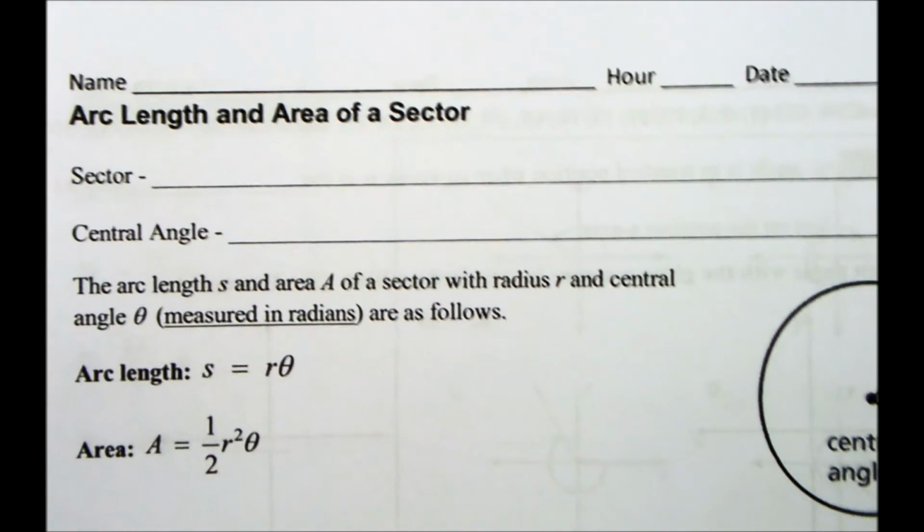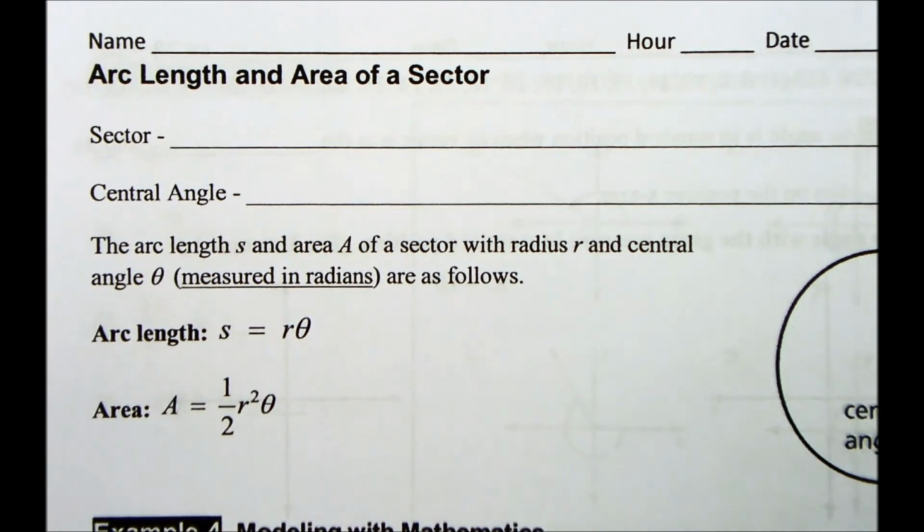Okay, so what else do we have? We have arc lengths and areas of a sector. Okay, let me get my notes here.